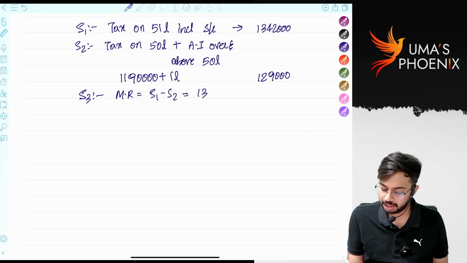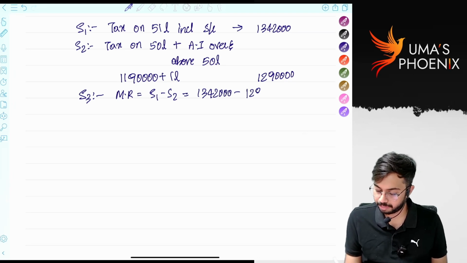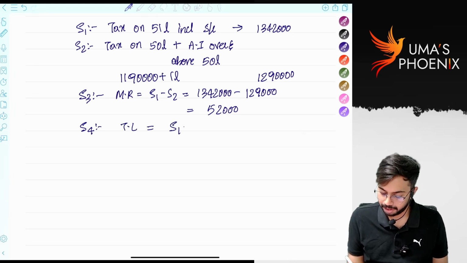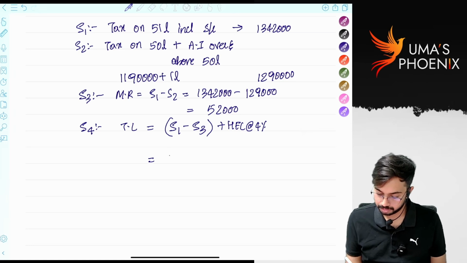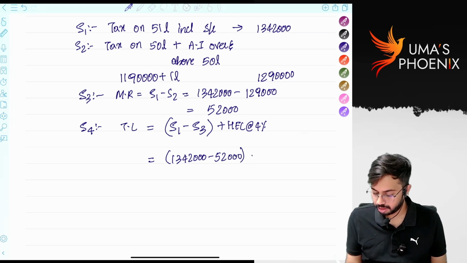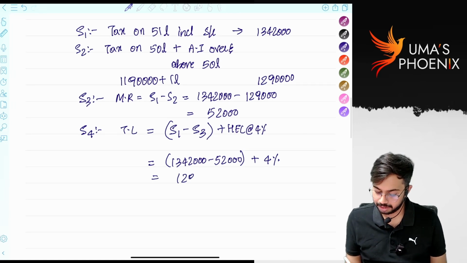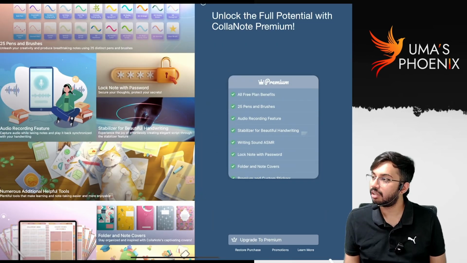How much is step 1? 13 lakh 42,000. Step 2, 12 lakh 90,000. Marginal relief is 52,000. Step 4, tax liability is equal to step 1 minus step 3, plus HEC at the rate of 4%. How much is step 1? How much is step 3? 13,42,000 minus 52,000 is 12 lakh 90,000, right? 12 lakh 90,000 plus 4%. How much? 13 lakh.